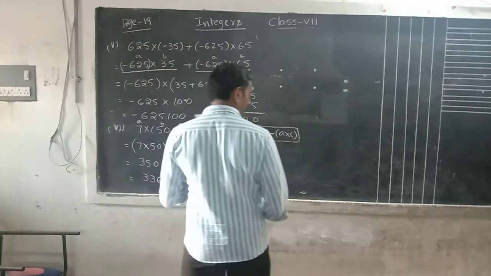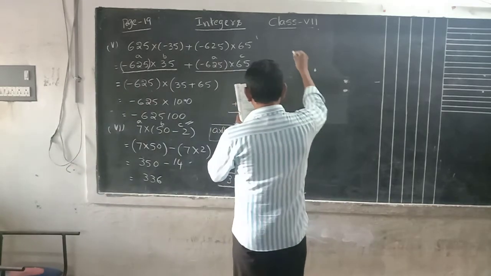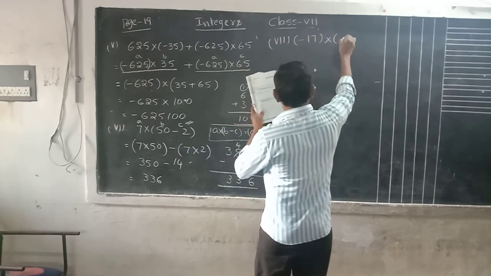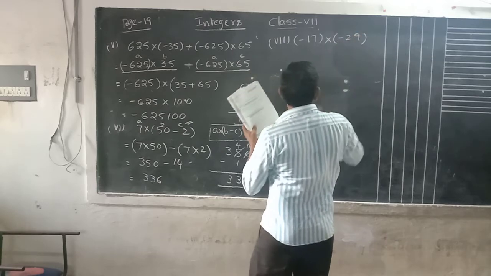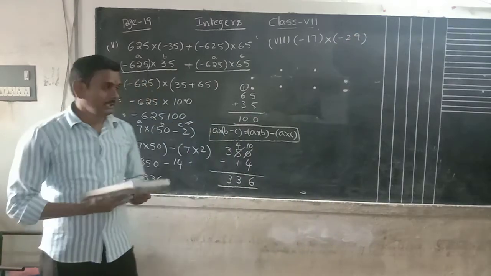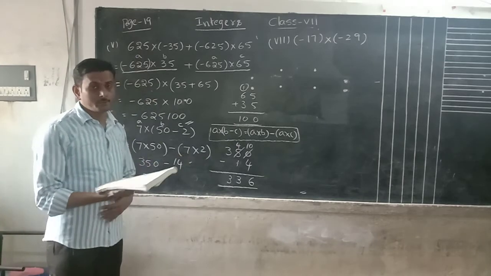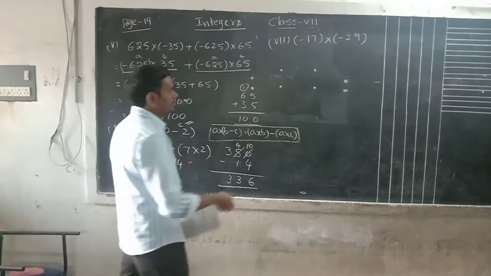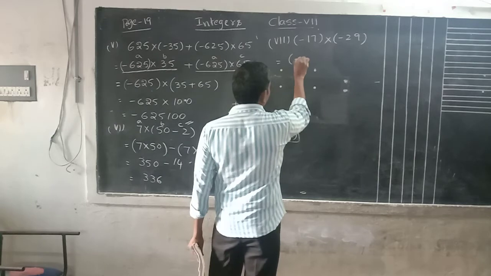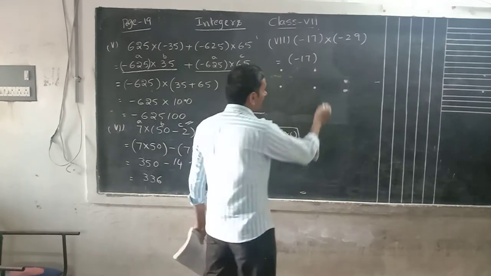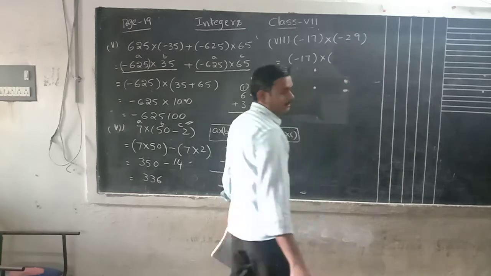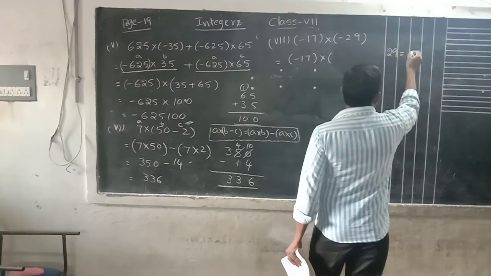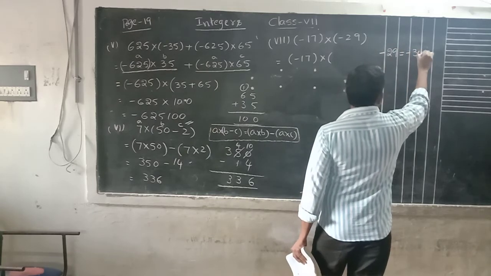What is the next question here? Seventh question. Minus 17 into minus 29. Already this is related to the 41 into 102 sum model. But one thing to remember, we have to choose the easiest way. That's why I am writing minus 17 multiply minus 29 as minus 30 plus 1.